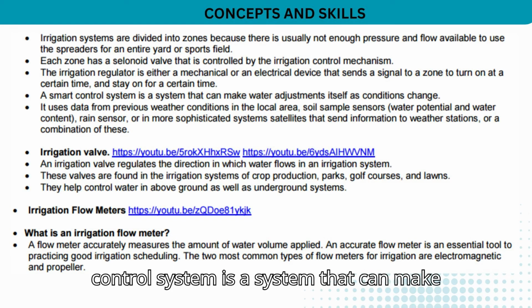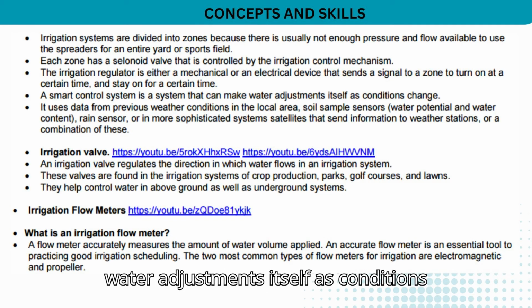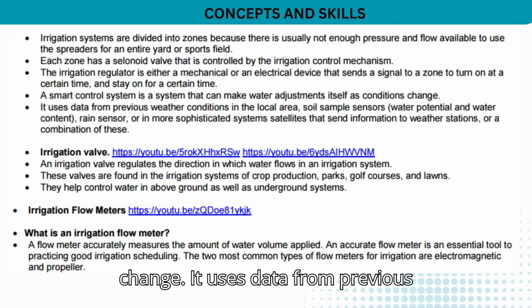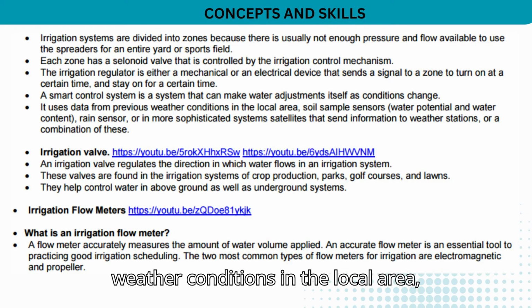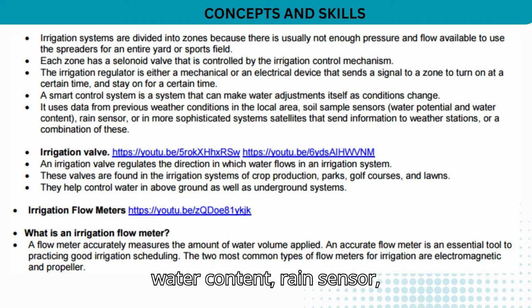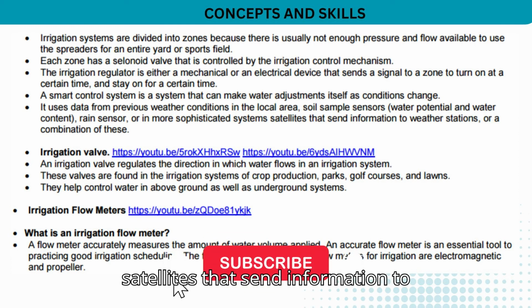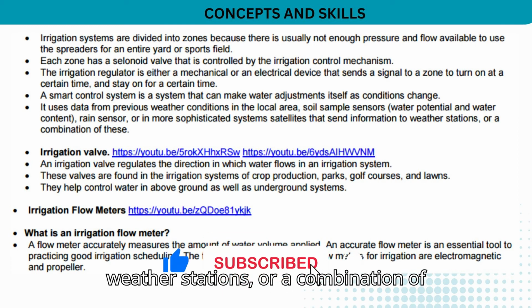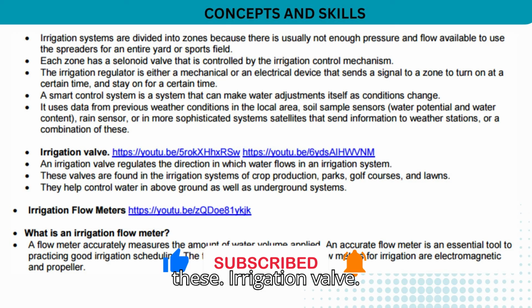A smart control system is a system that can make water adjustments itself as conditions change. It uses data from previous weather conditions in the local area, soil sample sensors, water potential and water content, rain sensor, or in more sophisticated systems satellites that send information to weather stations, or a combination of these.